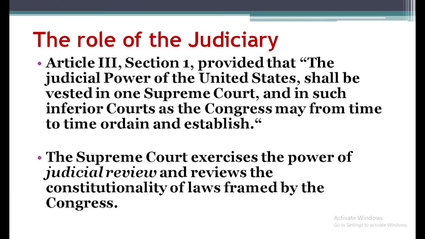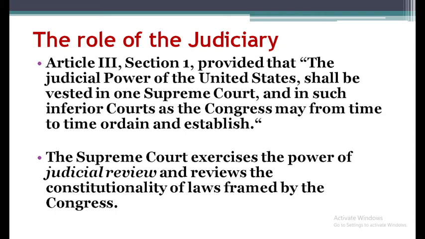Now let's come to the role of the judiciary. Article 3, Section 1 provided that the judicial power of the United States shall be vested in one Supreme Court and in such inferior courts as the Congress may from time to time ordain and establish. In other words, the Supreme Court exercises the power of judiciary under the Constitution of the United States.